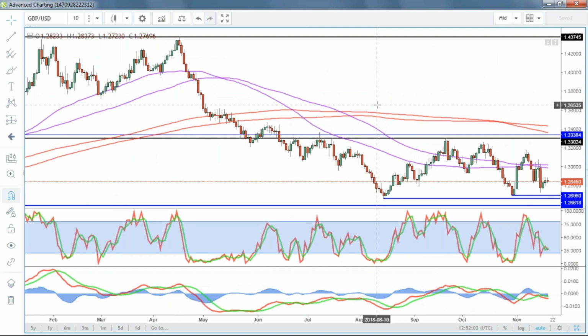Now, with cable, there's a lot more going on. Yes, we do have the US trade war with China, which is heating up. The tariffs which were imposed last month on $200 billion worth of Chinese imports at 10% are due to go up to 25% at the turn of the year.